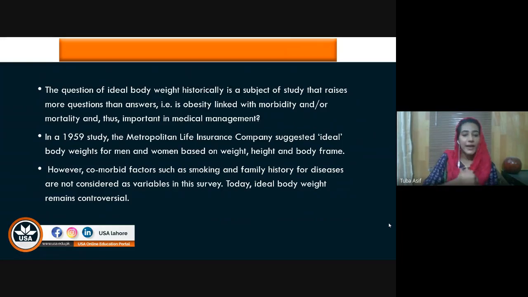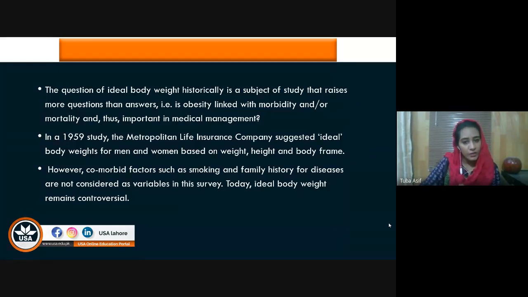Now, the question of ideal body weight is historically a subject of study that raises more questions than answers. That is, is obesity linked with morbidity or mortality, and thus is it important to keep your body weight in the ideal range? In a 1959 study, the Metropolitan Life Insurance Company suggested ideal body weight for men and women based on three indicators: their total weight, their height, and their body frame, whether it is ectomorph, mesomorph, or endomorph.